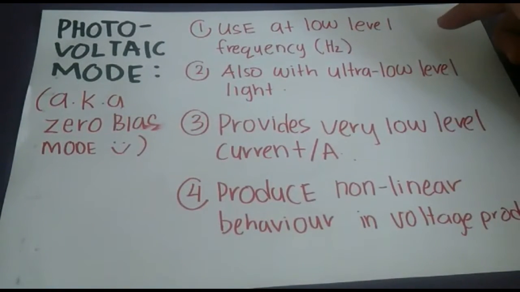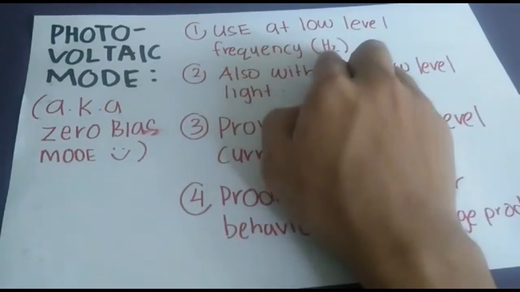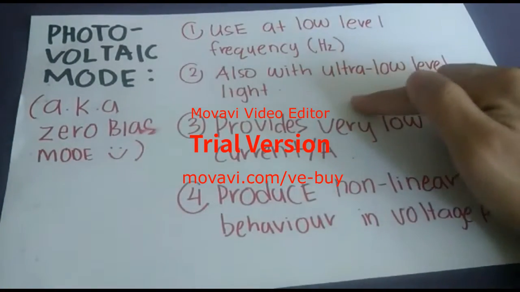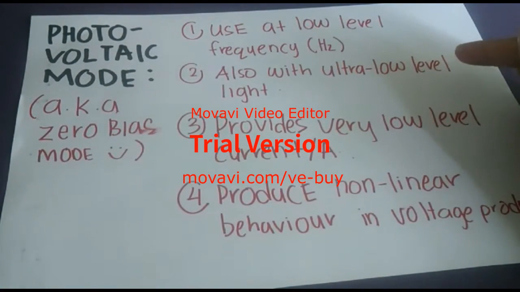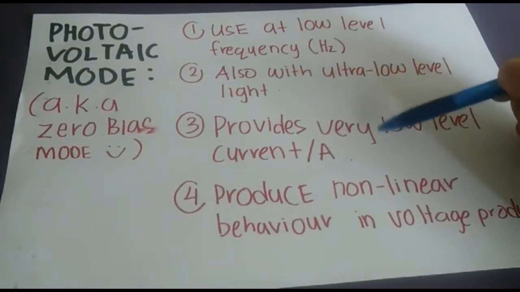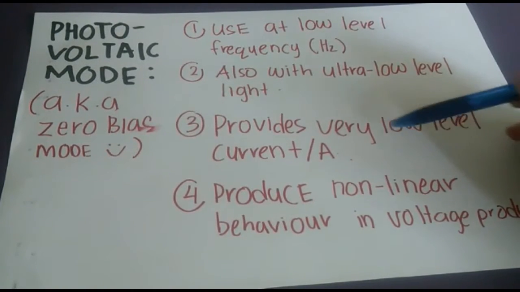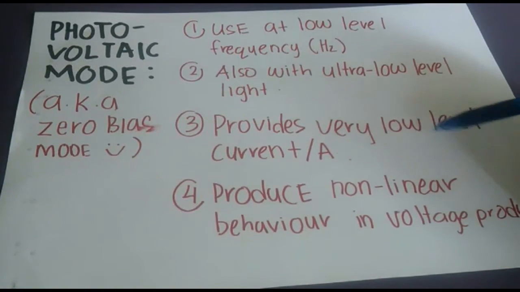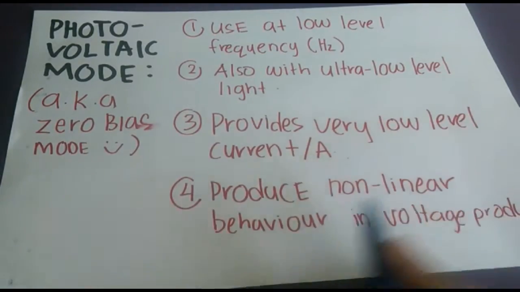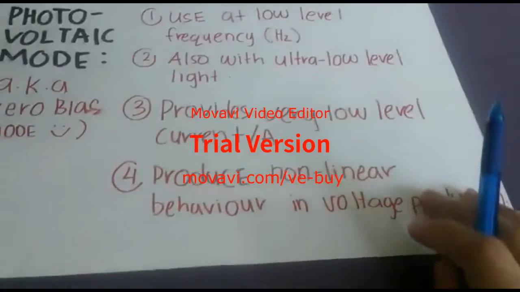And this mode is preferred in applications where it is used at low frequency as well as ultra low level light. This mode provides very low level current variation and produces non-linear behavior in photoconduction.